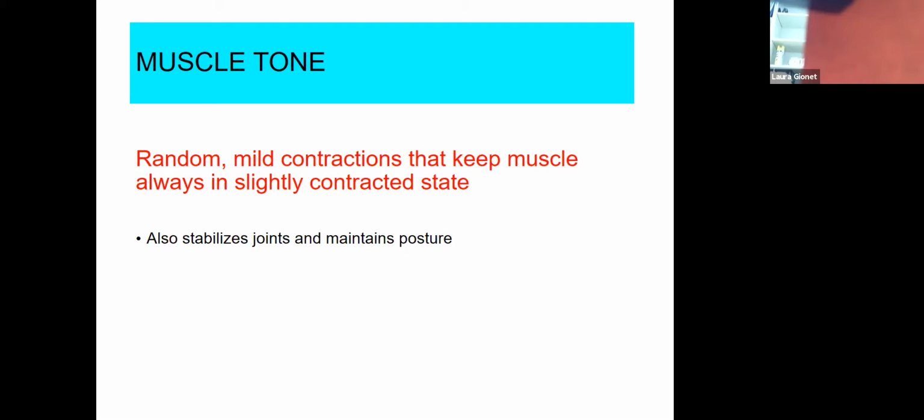All right, so muscle tone is the random, mild contractions that keep muscles always in a slight state of contraction. It also helps stabilize joints and maintains posture. But muscle tone, think of it this way.